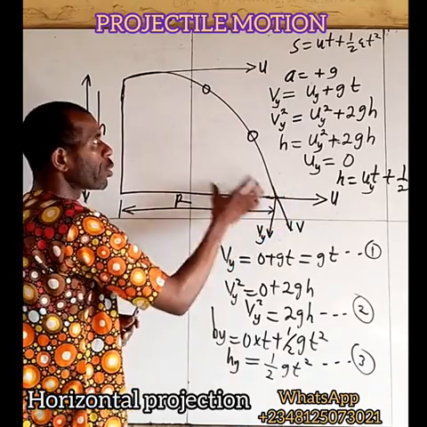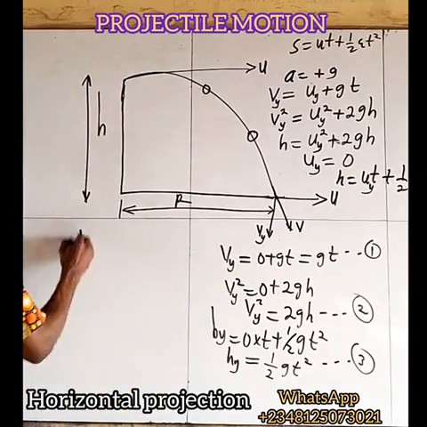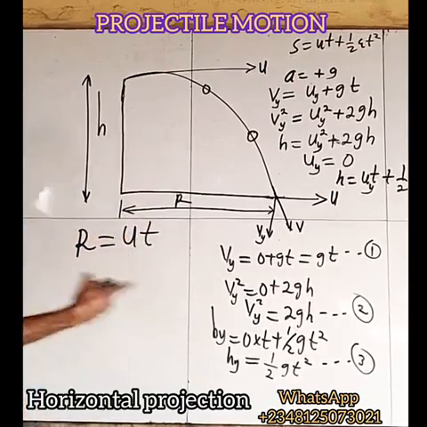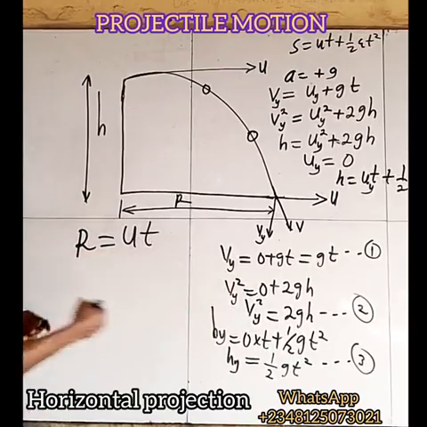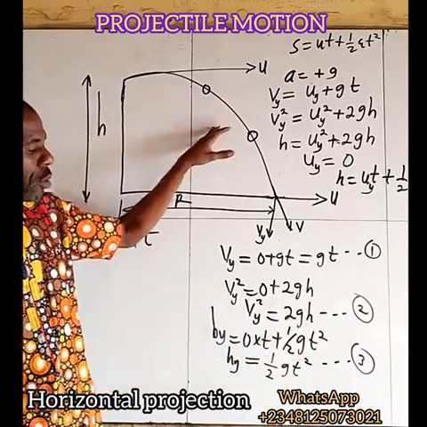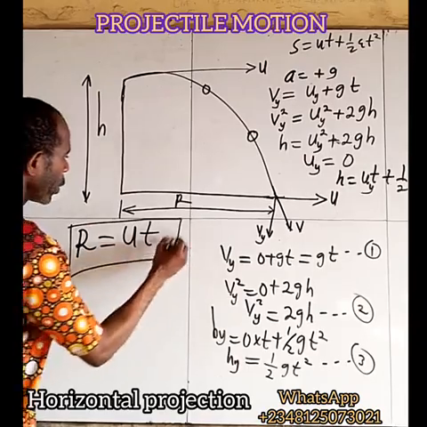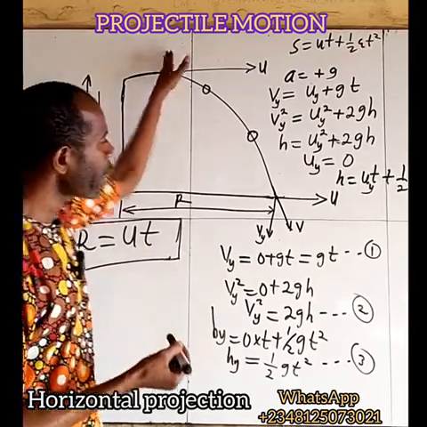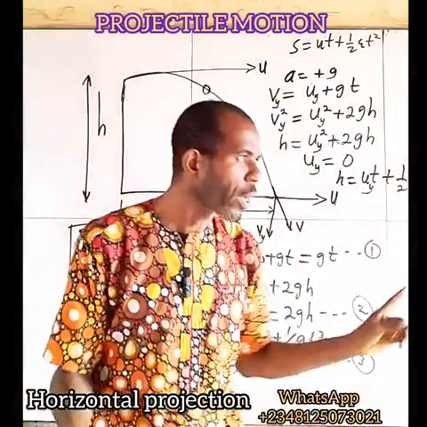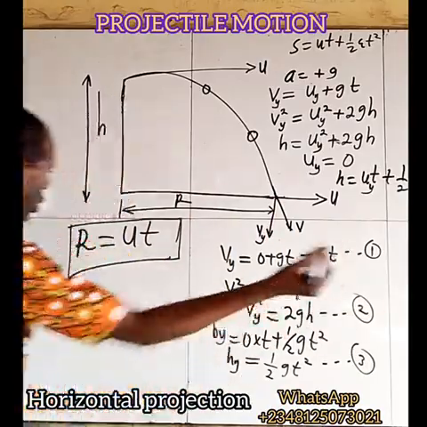So here, we want to determine the range. Our range is equal to x, that is ut. Remember, this u here is the horizontal velocity of projection, and the t is the time of flight. If you make t the subject of the formula, you calculate the time of flight and multiply it by the initial velocity of this projection, to give us the range. So that is all about that.